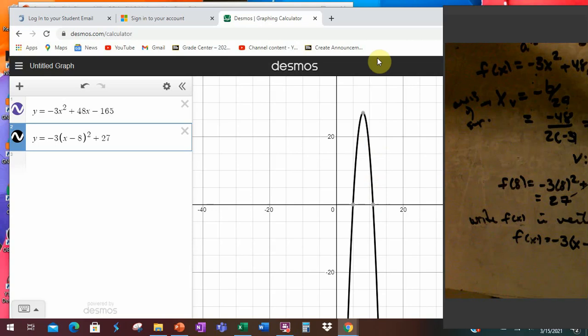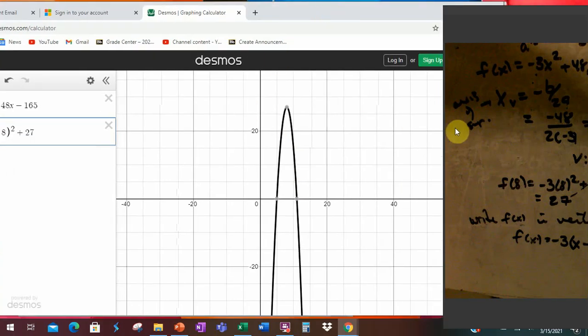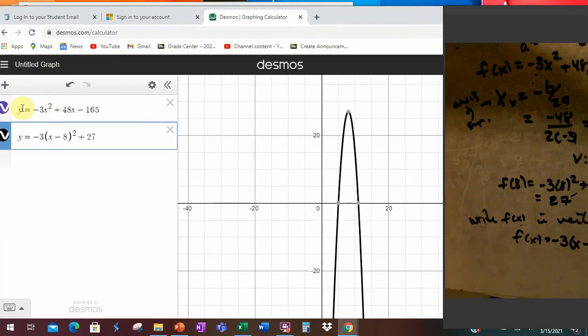So we'll work some more of these while we're in class. That should get you started understanding what we're doing. We're trying to take a general quadratic, the standard quadratic form looks like this, and then getting it down to a transformation form or a vertex form that we can read the vertex 8, 27. If I click up here, there's my 8, 27, that's the vertex. So we're using that knowledge of transformations to get us to something that we can understand.